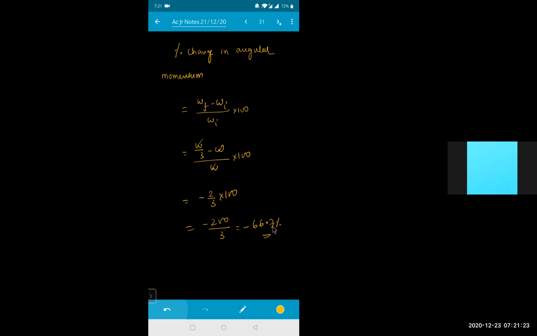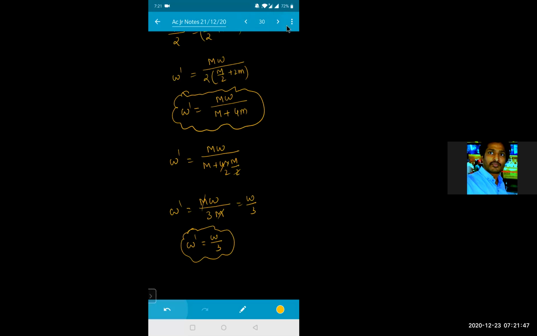Minus 66.7%. That means the percentage change in your angular velocity, sorry. This one is your angular velocity, omega. So it is decreasing, so it is minus 66.7%. Is it clear? So that is the way we do such types of questions related to the angular momentum of particles. Clear?